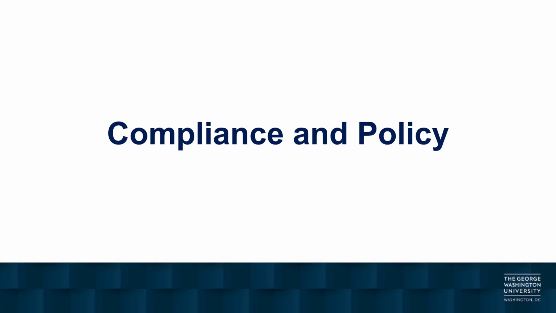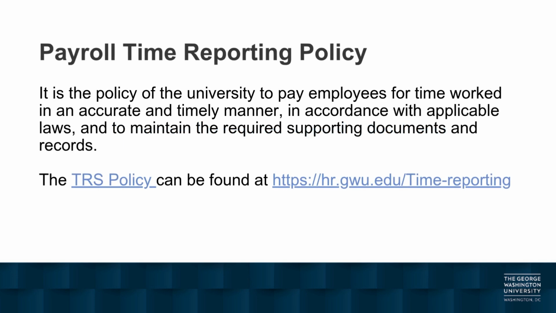Compliance and policy. The payroll time reporting policy is as follows. It is the policy of the university to pay employees for time worked in an accurate and timely manner in accordance with applicable laws and to maintain the required supporting documents and records. The TRS policy can be found at hr.gwu.edu/time-reporting.